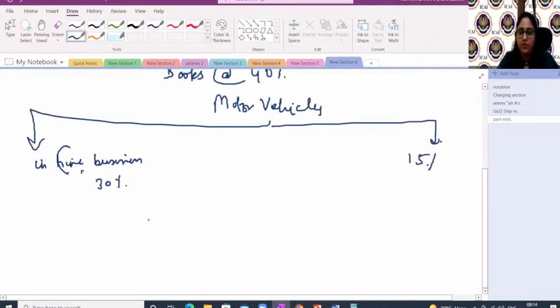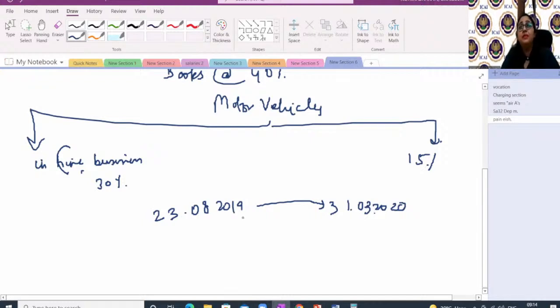But one date you have to remember is, students, 23rd August 2019 to 31st March 2020. If you can recall this period, fine. If you cannot recall, I'll tell you. Basically, what had happened just before Corona, just before COVID.